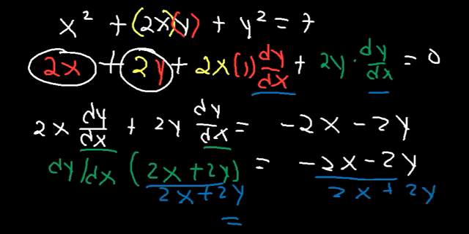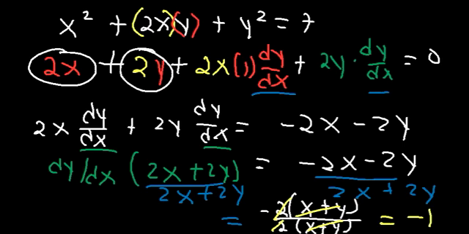We can divide everything by, well, let's see. Let's factor out a negative 2 from the numerator. If we take out a negative 2, it's going to be x plus y. And if we factor out a 2 from the denominator, it's x plus y. So this one cancels. So the 2's cancel as well. So we just get negative 1 for the derivative for that particular example.